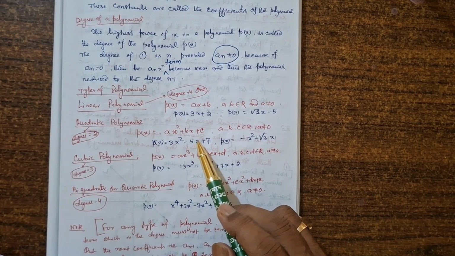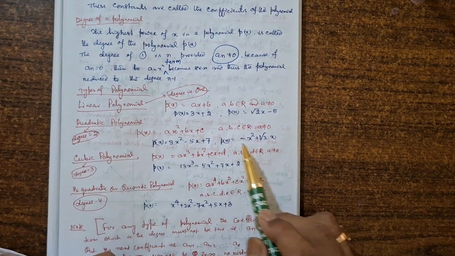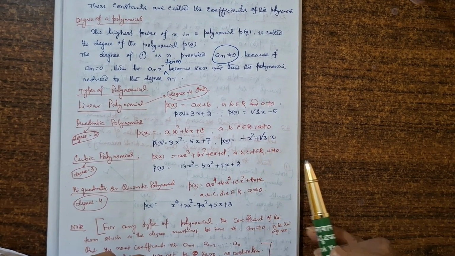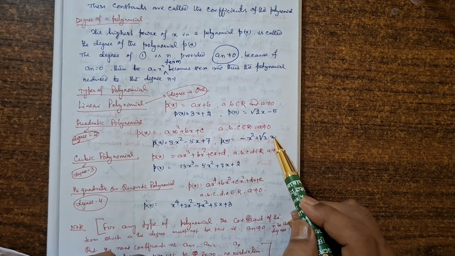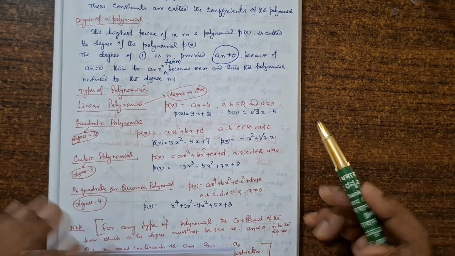Now here the power of x is not negative. Okay. p(x) is equal to minus x square plus root 3 x. This minus is immaterial. What is the power of x? X to the power 2, x to the power 1. So it is again a polynomial.